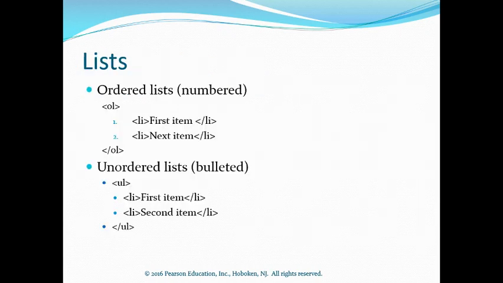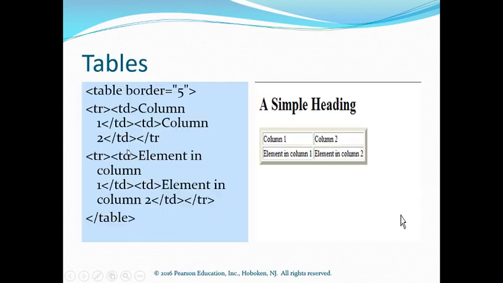So how about lists? There are ordered, numbered lists, and then there are unordered lists, which are bulleted, right? So you can see inside we have an ordered list, we have list items, right, and we have two list items here, two list items here. But then this actually ends up outputting, as we can see, the dots or the numbers.